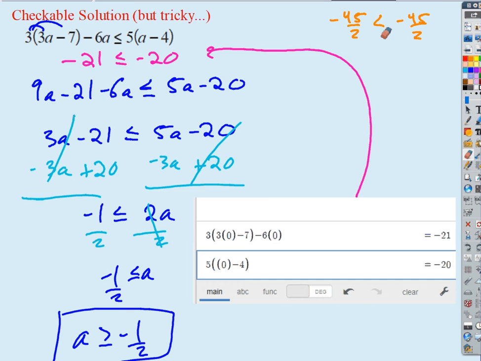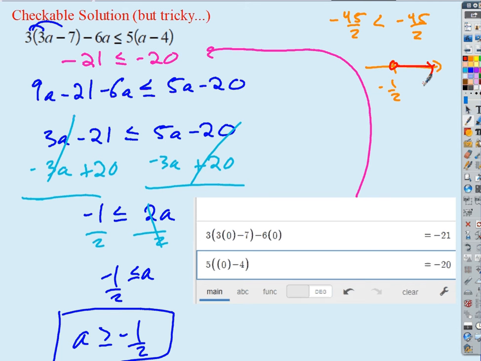It still tells us what we need to know, because if I had graphed this thing, I would have gotten the solution A is greater than negative 1/2. And so it would have looked like this, right? So any value greater than negative 1/2 should have worked. Negative 1/2 should have failed, but it should have been the boundary between working and not working. So you see what I'm saying?